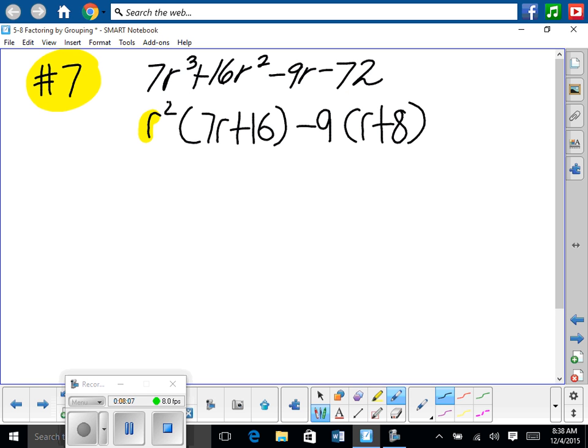It is not factorable. I don't know where that little pen went. Oh, right there. Oh, yeah. My favorite. All right, guys, very good. So not factorable.